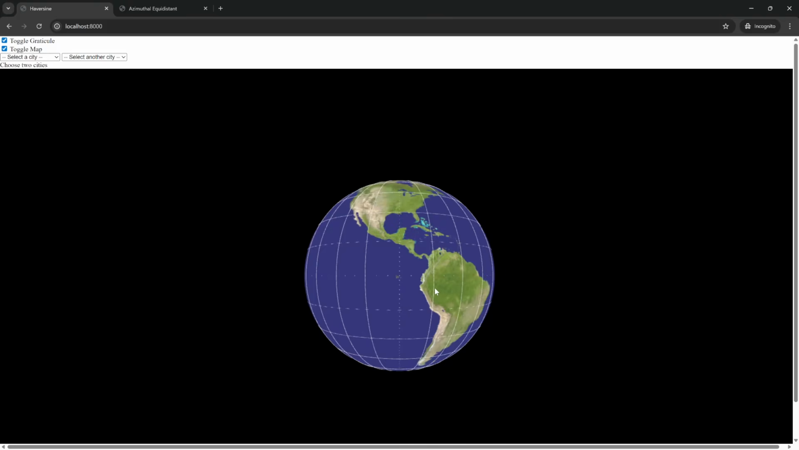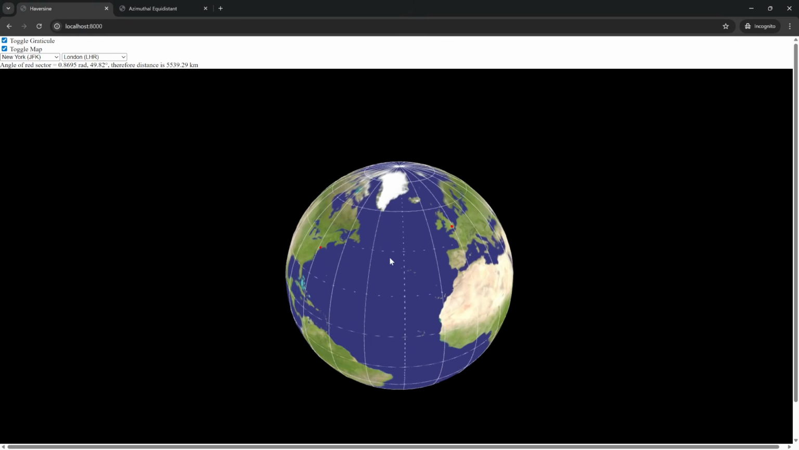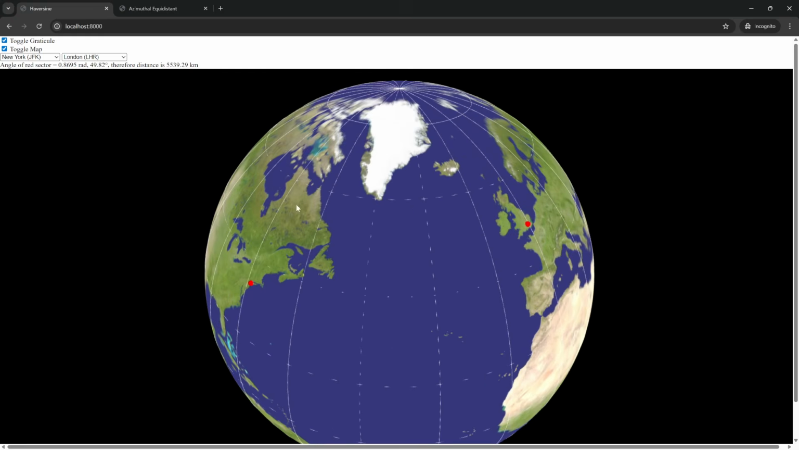So let's have a look at the geometry for getting the distance between 2 points on a sphere and compare that to the geometry on a flat Earth. So let's have a look at the Great Circle route between New York and London. There we are. Let's turn off the map just so we can see what we're looking at.